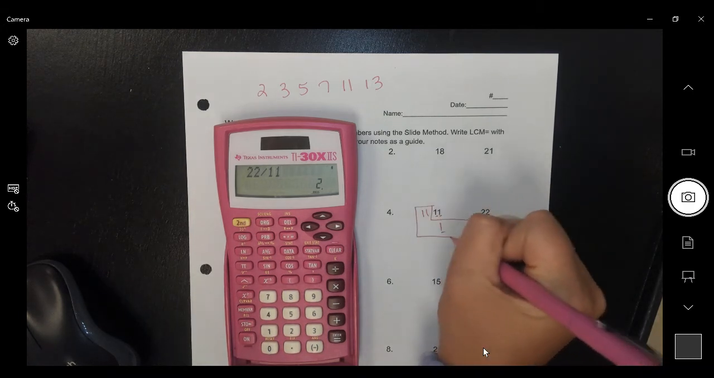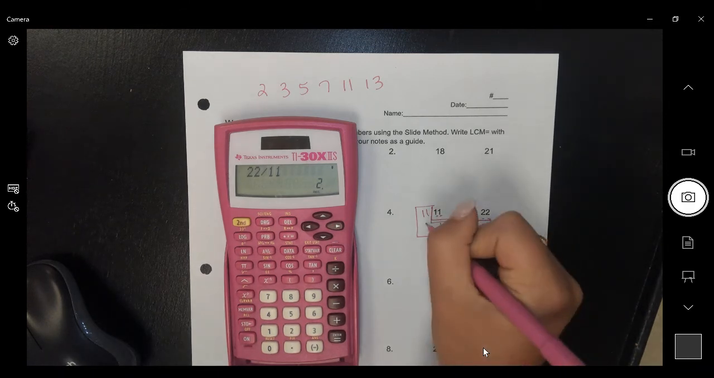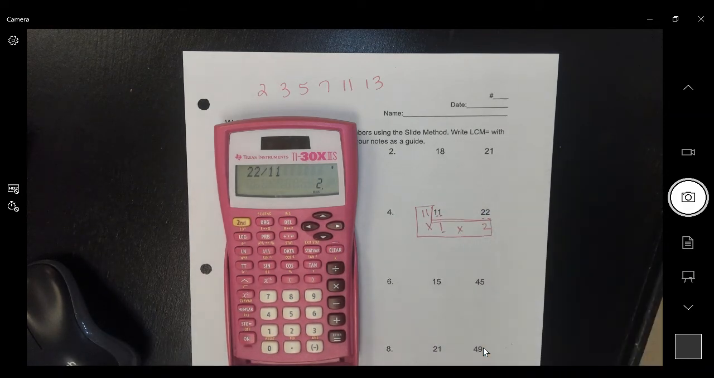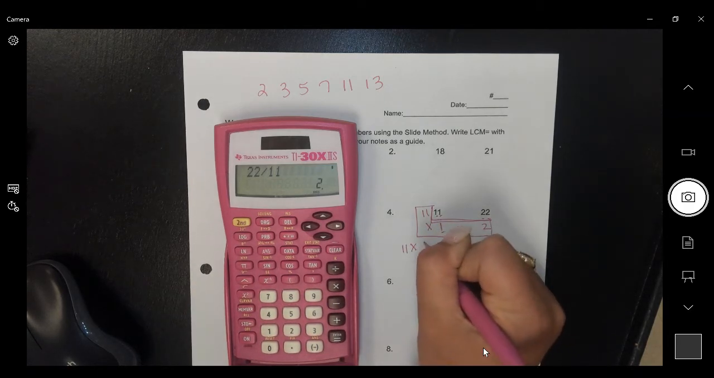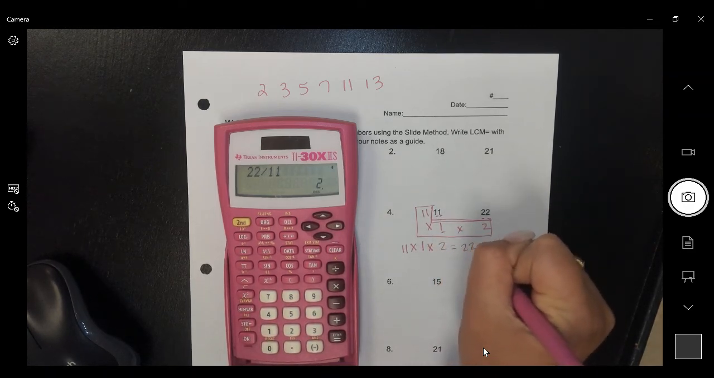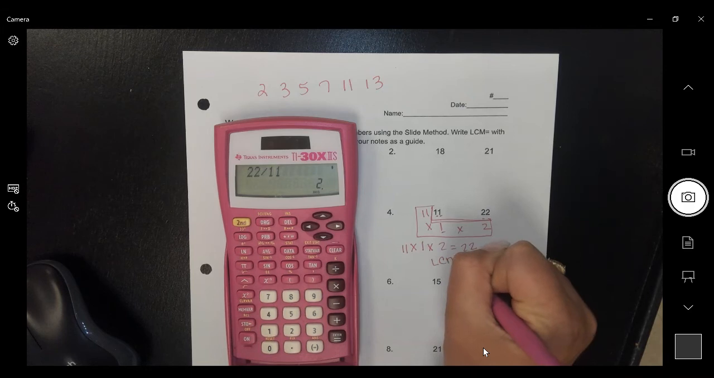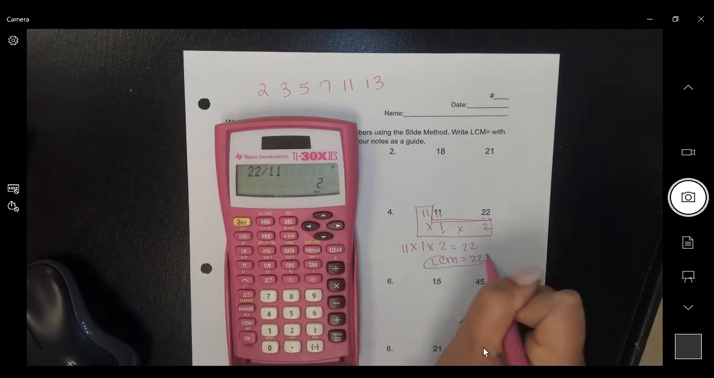So I'm going to draw an L on all the outside numbers. And I'm going to multiply the numbers that are inside the L. And so now I have 11 times 1 times 2, which is going to end up being 22. So my LCM is going to equal 22.